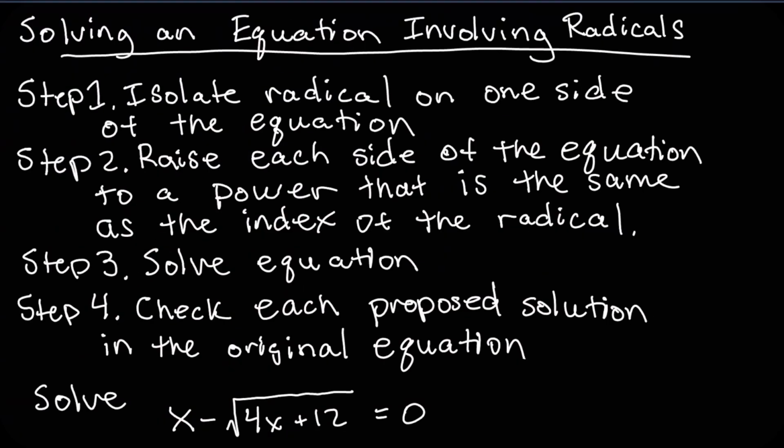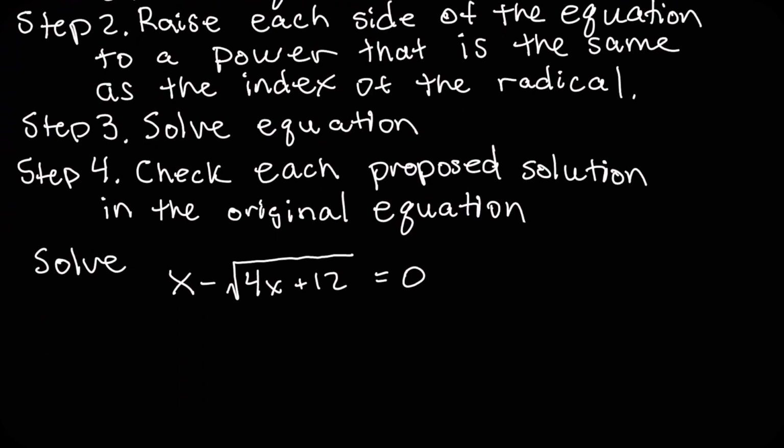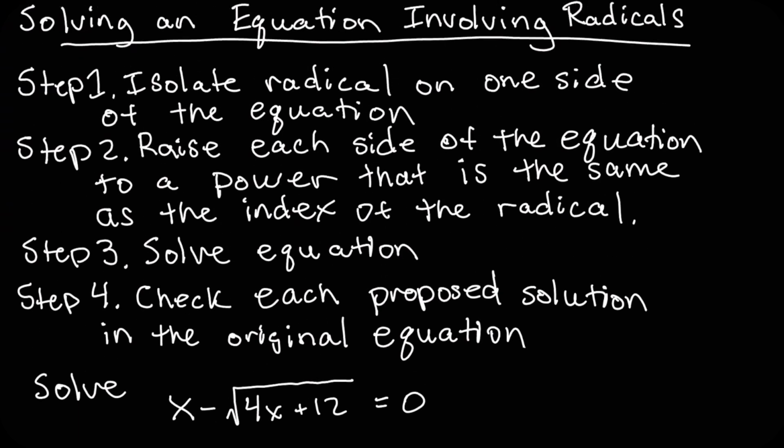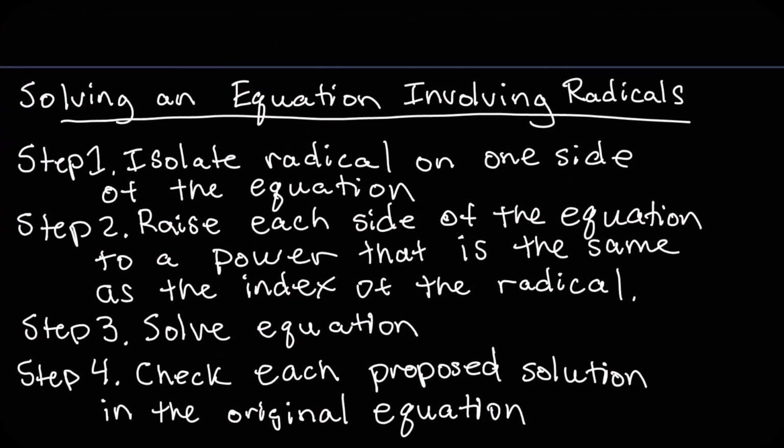Next, we'll look at solving an equation involving radicals. So we have 4 steps here. First, we want to isolate our radical onto one side of the equation. Next, we raise each side of the equation to a power that is the same as the index of the radical. 3, we solve the equation. And then 4, we want to check each proposed solution in the original equation. So with our equation here, we want to solve x minus the square root of 4x plus 12, and that's all equal to 0. So first step, we want to isolate the radical on one side of our equation.